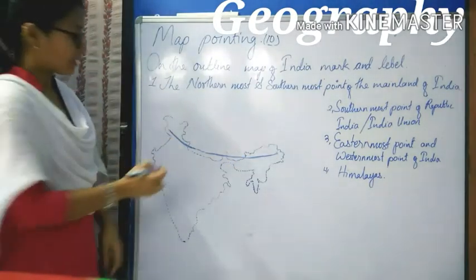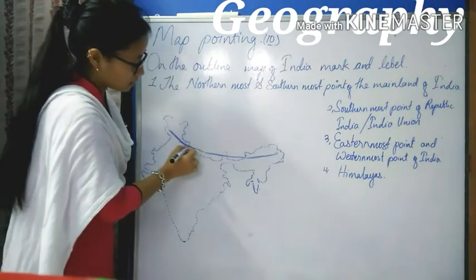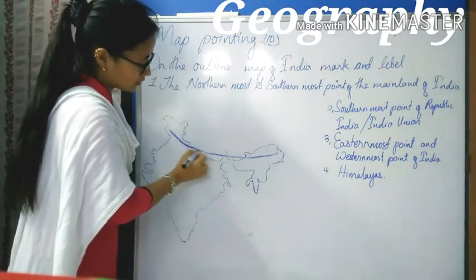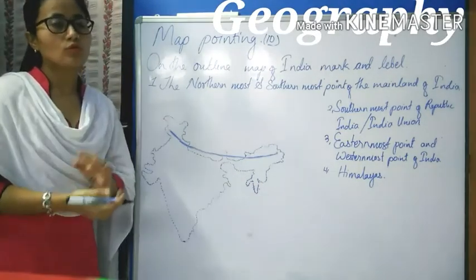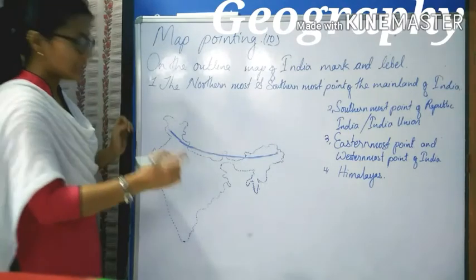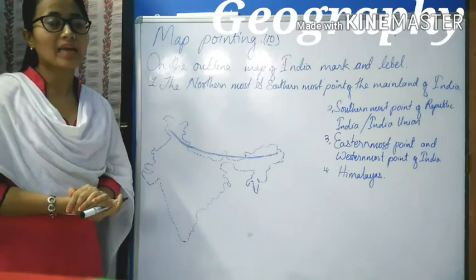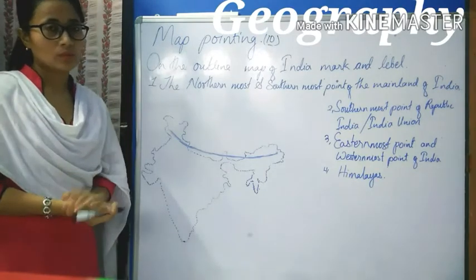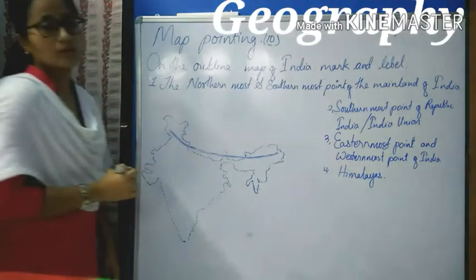So how to mark the Himalayas? You just increase the width of the line. Just mark it with a bold line. For denoting any mountain range, you just make a line and increase the thickness of that line or make that line bold. So this marks the Greater Himalayas of India.